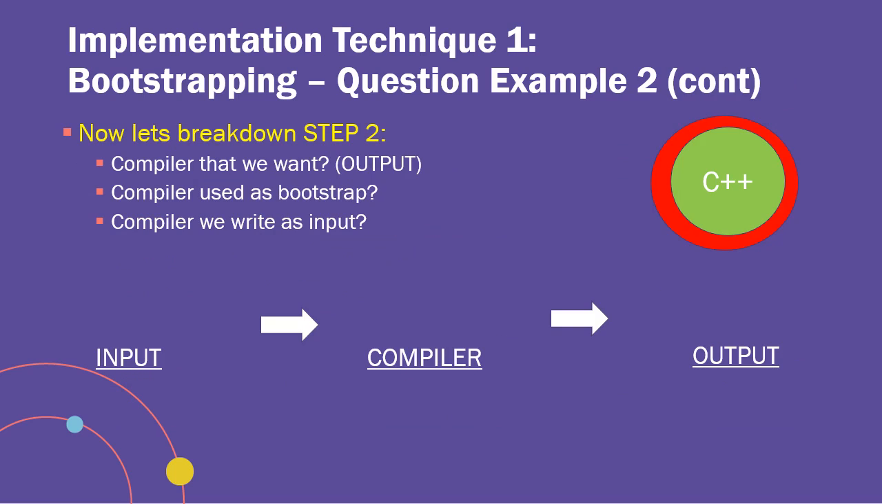In step 1, we have successfully produced C++ compiler, a more advanced compiler than C. Now we want to produce a better and upgraded compiler, which is C#. To do that, we will use C++ that we have produced previously as the bootstrap.